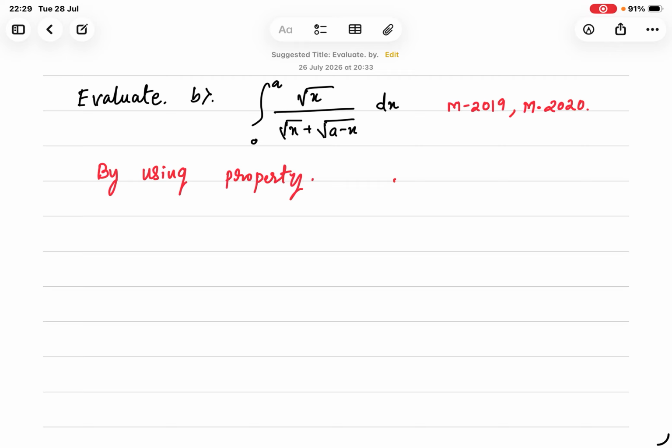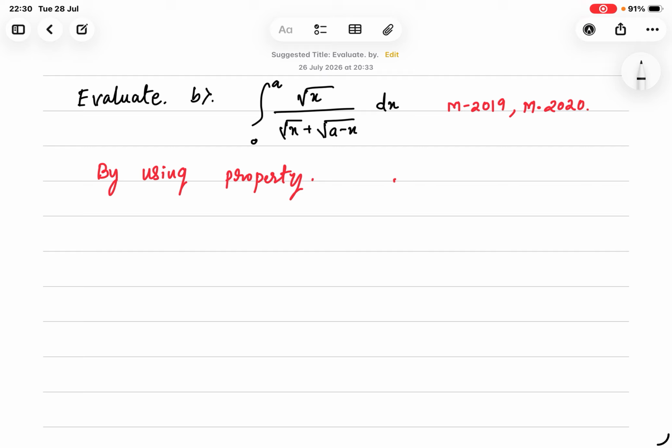Hi dear students, in this class we are going to discuss the integral from 0 to a of root x divided by root x plus root a minus x. Already we have discussed the derivation of the integral from 0 to a of f of x is equal to f of a minus x. The derivation we have done already. So with that example also we have to solve one by one.